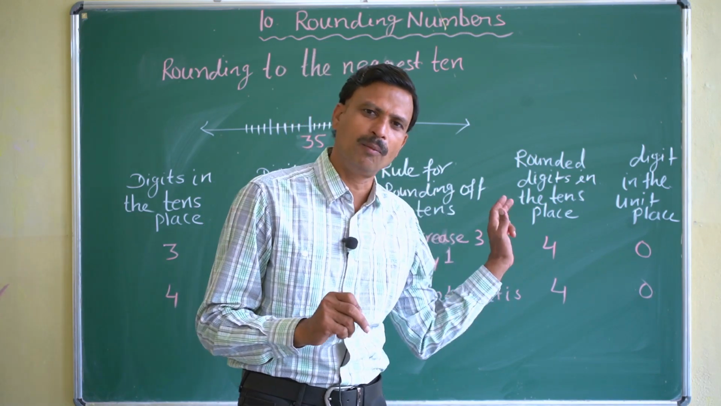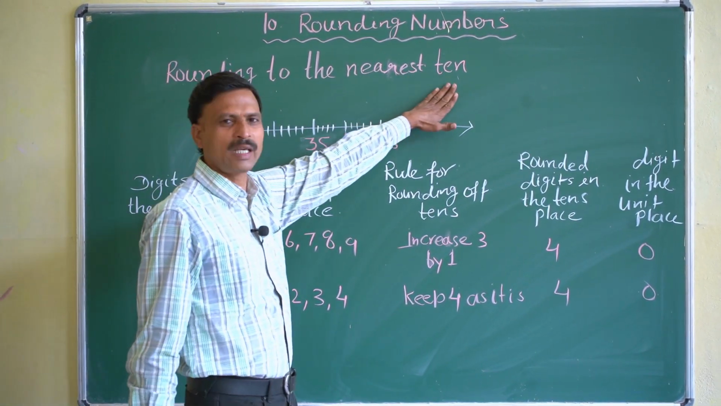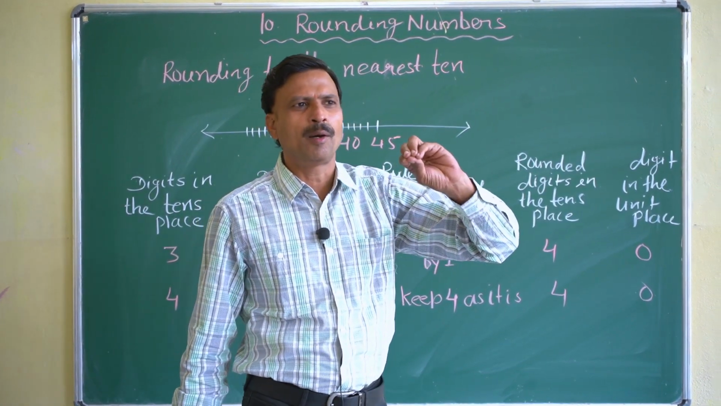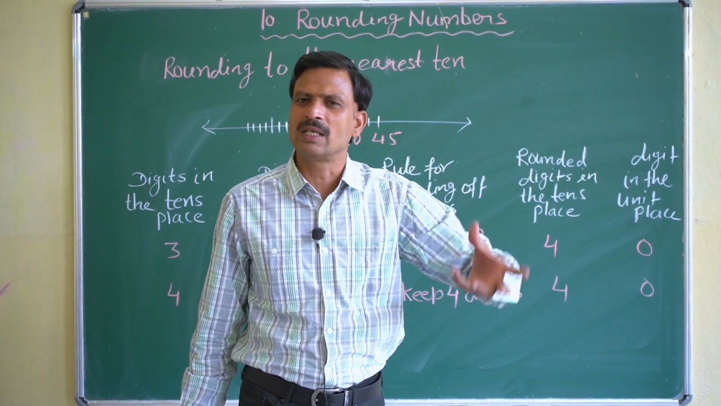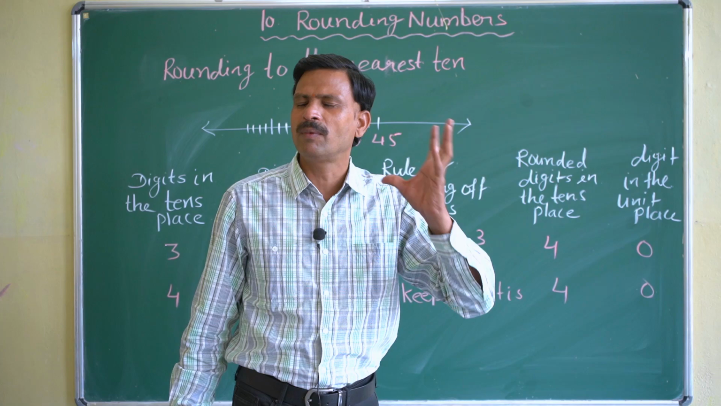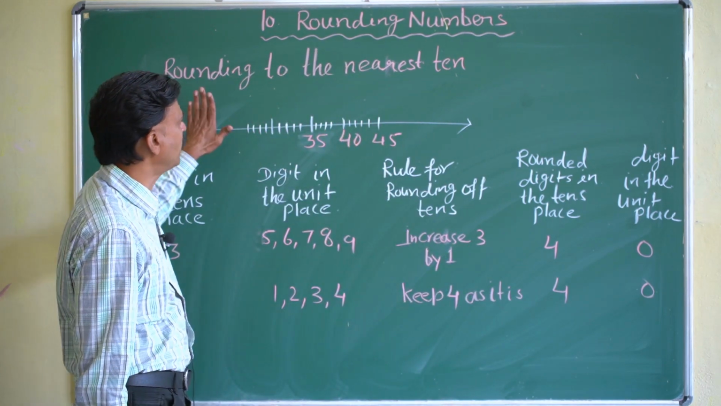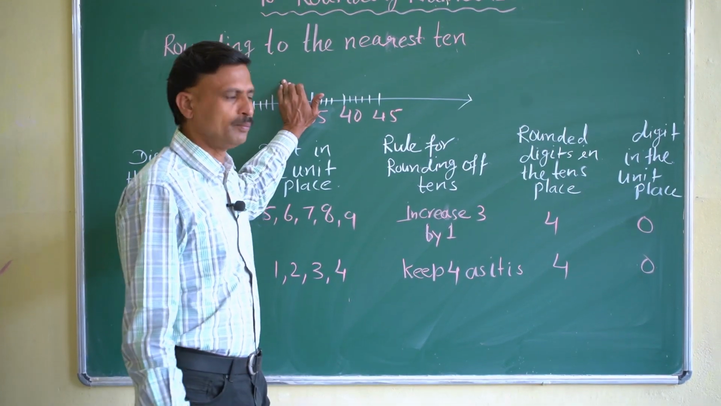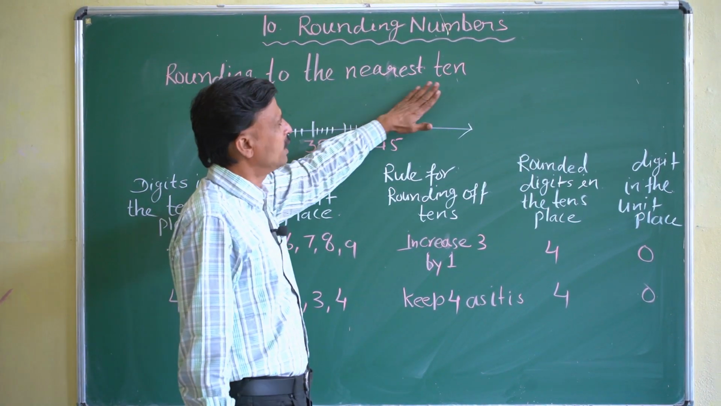For example, now come to the next, attention here: rounding to the nearest 10. We can round off numbers depending on the values. We can round off to the nearest 10, we can round off to the nearest 100, we can round off the number to the nearest 1000, etc. So here I am telling what the rule actually is, and this rule will be followed for all. Rounding the number to the nearest 10.